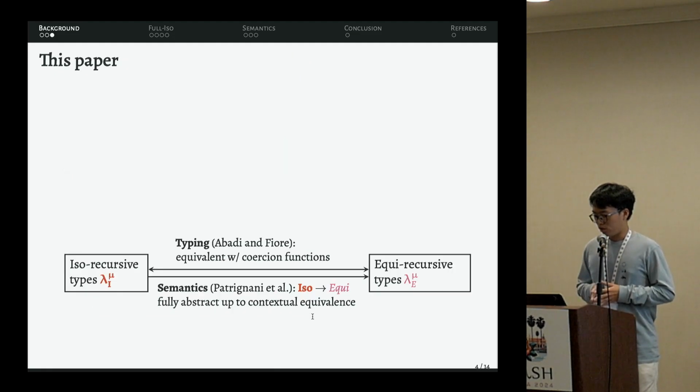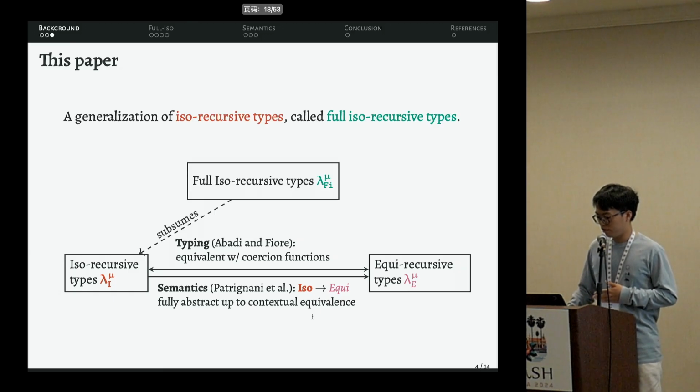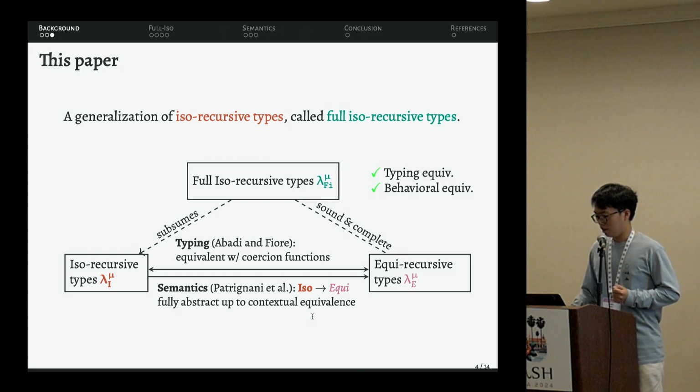Regarding this question, our paper tries to address this problem from a different perspective. We propose full iso-recursive types as a generalization of iso-recursive types that subsumes the typing and behavior of equi-recursive types. And we prove that our new formulation is sound and complete with respect to the equi-recursive type system in terms of both typing and behavior.